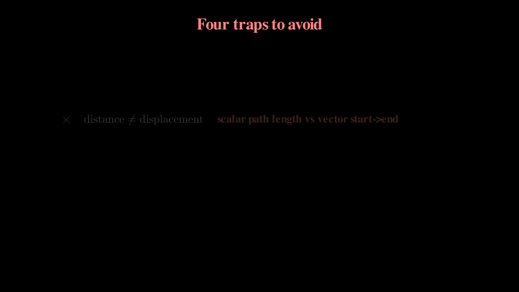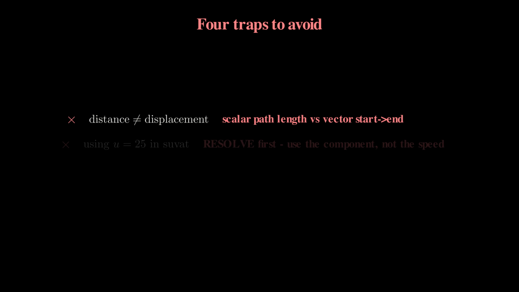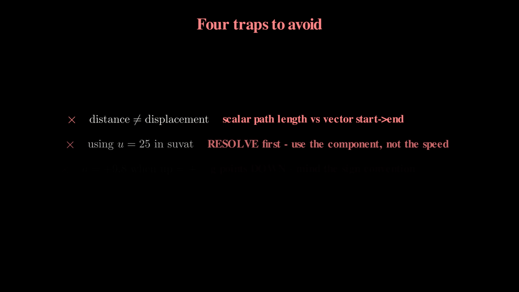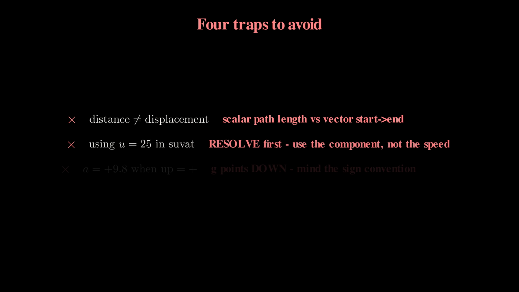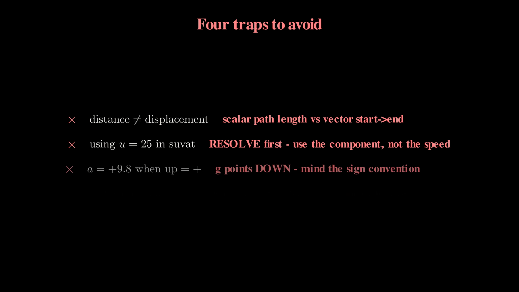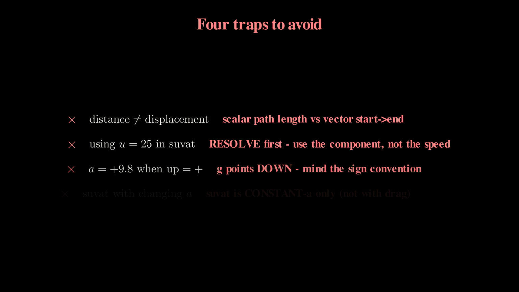Finally, the 4 traps that quietly cost marks. 1. Treating distance and displacement as the same thing. One is the scalar length of the path. The other is the vector from start to finish. 2. The classic projectile slip. Plugging the launch speed of 25 straight into suvat instead of resolving it. Always use the component. 3. Writing acceleration as plus 9.8 when you've called up positive. Gravity points down, so it's minus.